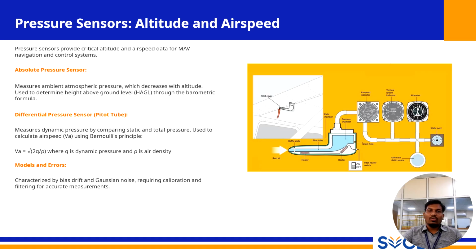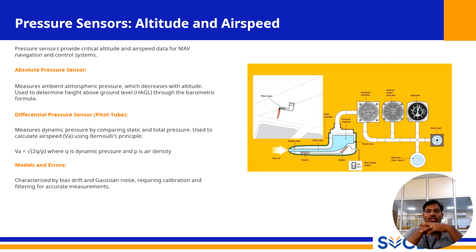The specific formula is VA equals the square root of 2Q divided by rho, where Q is the dynamic pressure and rho is the air density. Measuring airspeed directly is vital, especially for fixed-wing MAVs, as it is the speed of air over the wings that generates lift, not the speed of the aircraft over the ground.